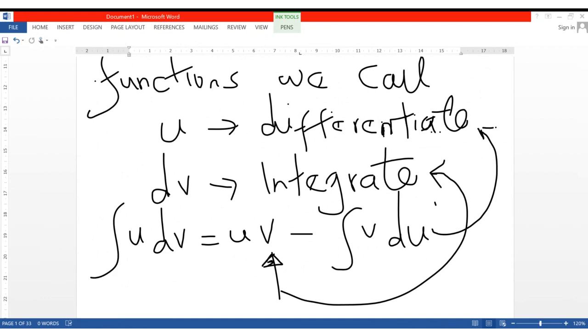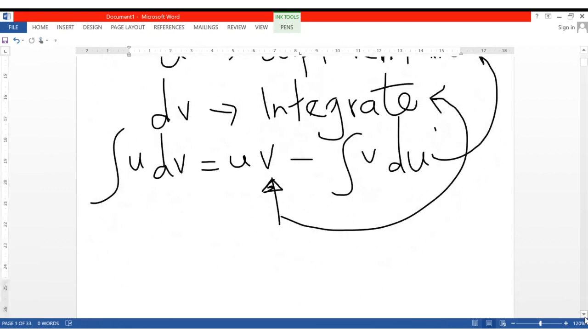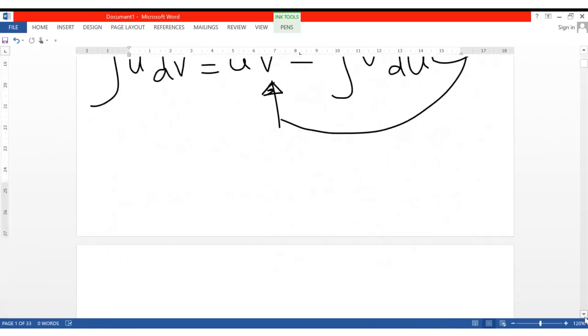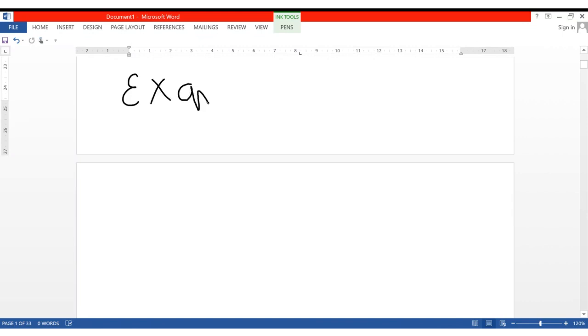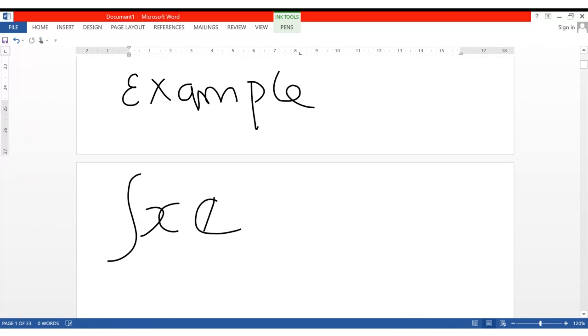I think I can do an example to demonstrate this. So let me do an example. The formula is very important to remember, and then the acronym LIATE to see which one takes precedence. So you can do an example here, and you see how it works. So example, let's integrate, let's say, x exponential x dx.